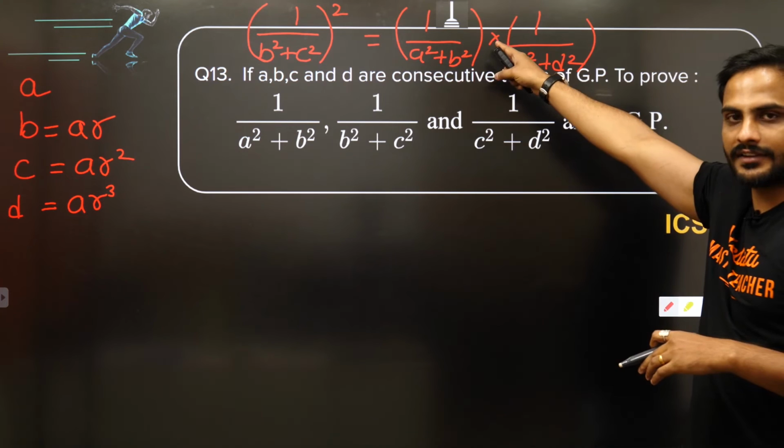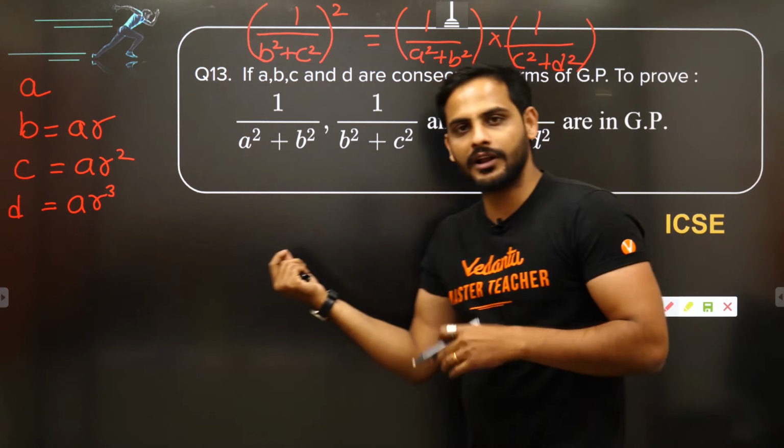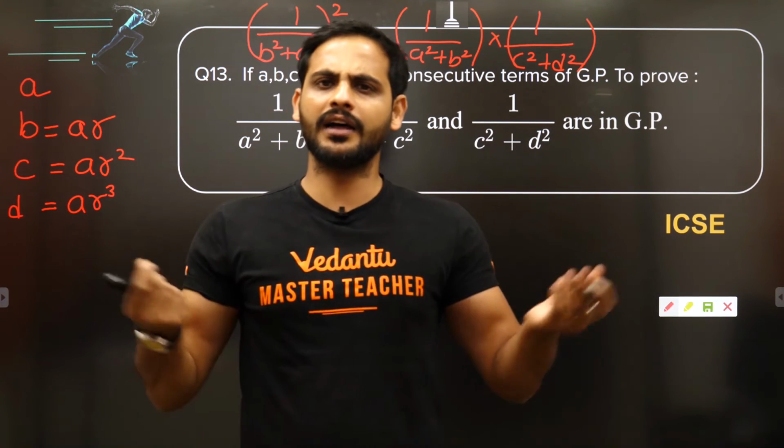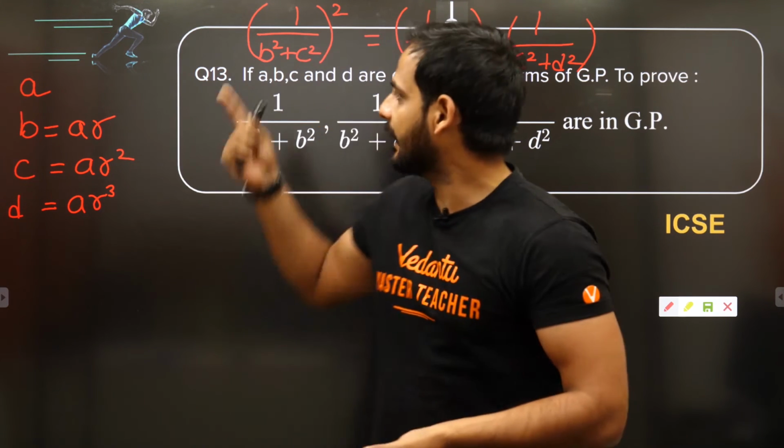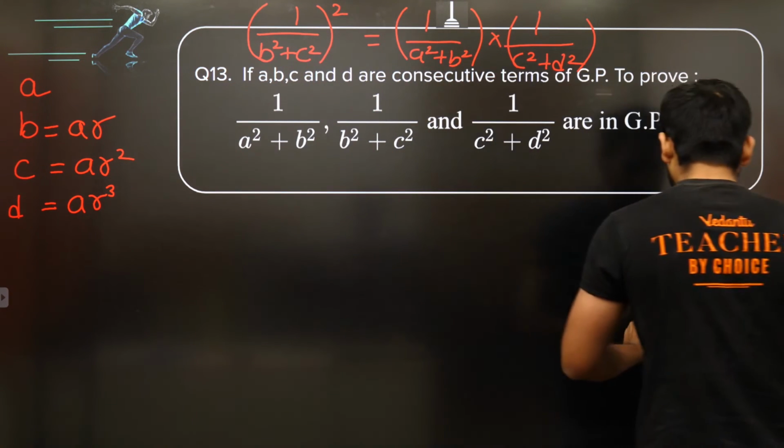Let us solve the RHS. If both are coming equal, I can say they are in GP. Sir, very easy. So I will solve the LHS part first. So let's solve LHS.